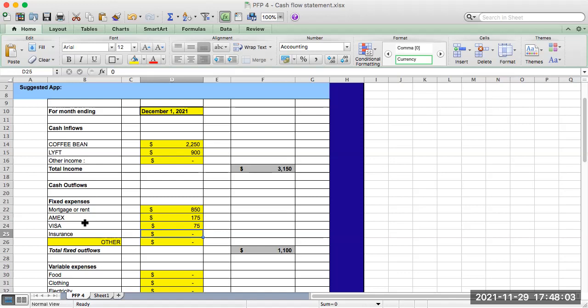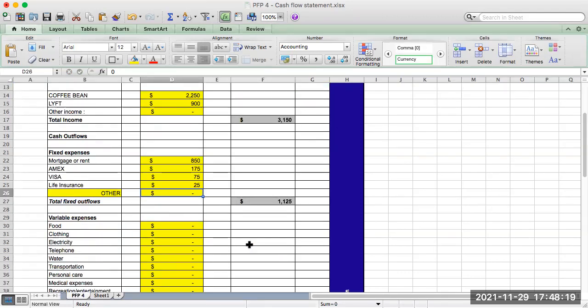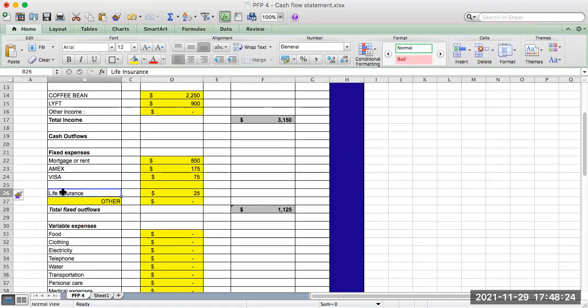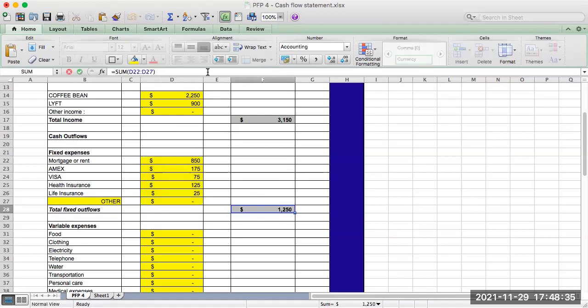Now, let's say you have some sort of, here I was thinking of life insurance. We could be a bit more specific and say life insurance, if you have some, maybe that's $25 a month, right? These are fixed. That's not going to change. What also we can do, depending on your situation, you might say health insurance. This, unfortunately, for many of us is going to be very high. So there we go. We sum all of those.